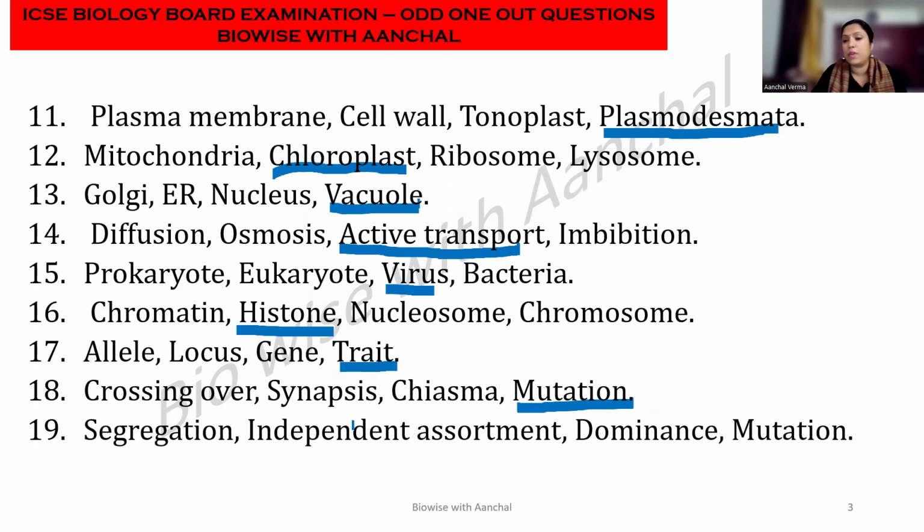Segregation, independent assortment, dominance, and mutation. Now here the odd one out is again, you tell me what is the odd one out? It's mutation. Rest are all Mendelian laws. Law of independent assortment, law of dominance, law of segregation.